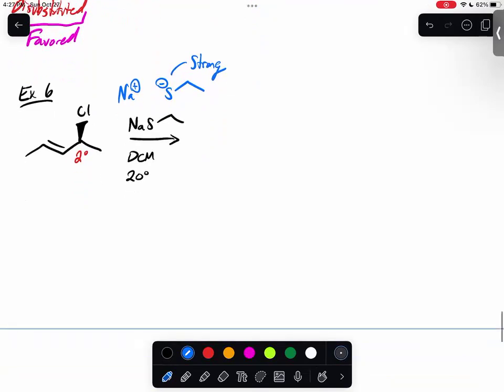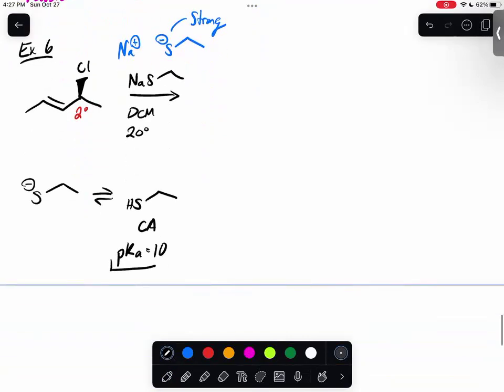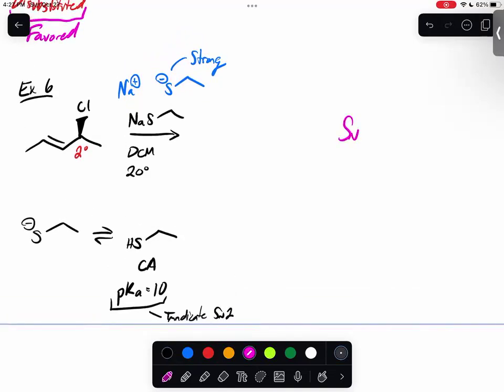Looking at the pKa though of this, if we have the sulfide in this case, and then we look at the conjugate acid, it will be the one with the proton attached there. And this conjugate acid is in our pKa table. It has a pKa of 10. All right. Looking at that pKa, this tells us that it's not that basic. So this is going to indicate SN2. And as a matter of fact, that's what we're going to be doing. This must be an SN2 reaction.